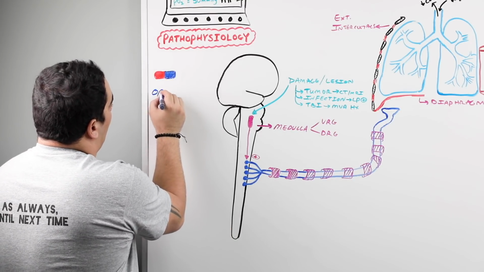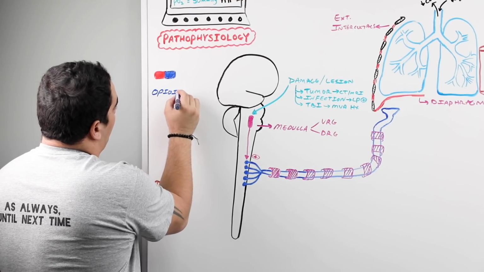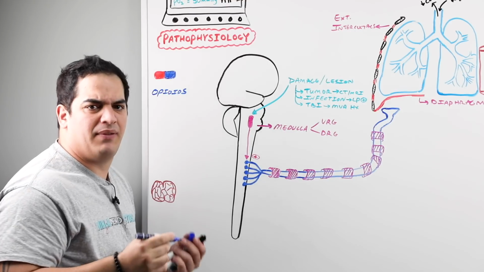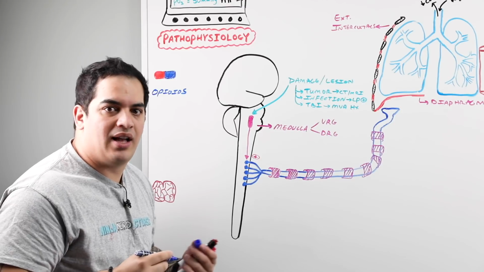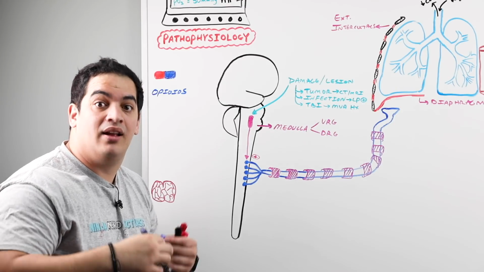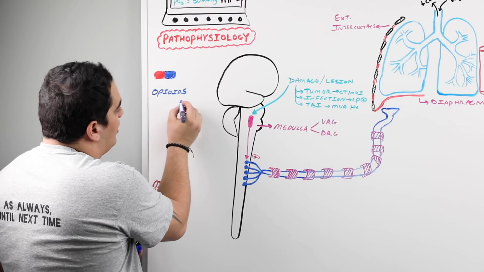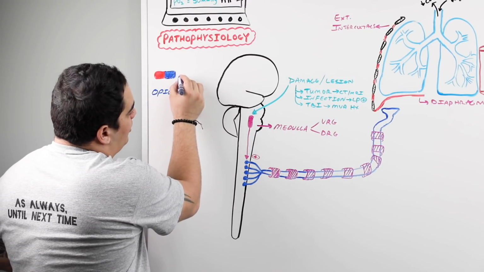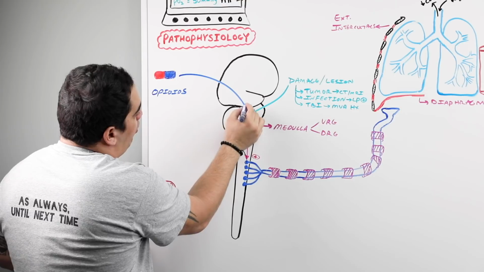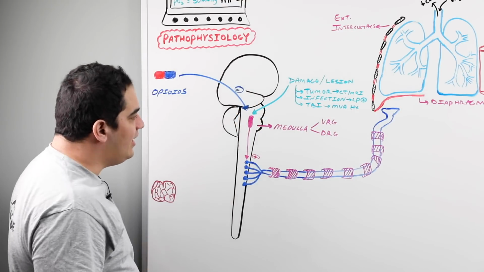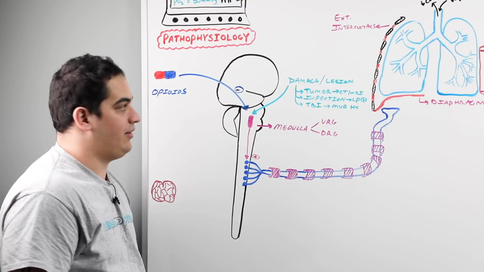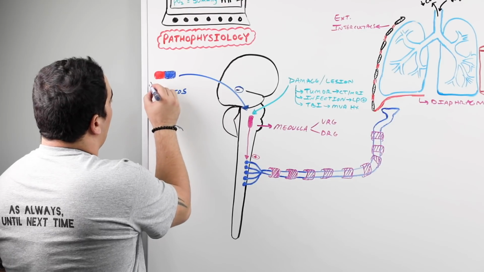One of them that is a pretty bad one here is going to be opioids, right? There's many different types of opioids: fentanyl, hydromorphone, morphine, oxycodone. So a lot of these different types of drugs, what can they do? Well, they can suppress or inhibit or decrease the activity of these medullary respiratory centers. So that's one. One could be opioids.